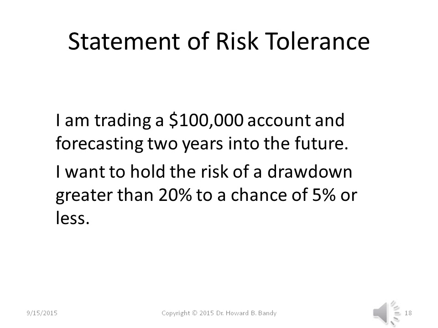Each trader has a personal risk tolerance, and the risk tolerance that I use, it's pretty much my own and one that I use as reference in my writings and presentations, goes something like this. I'm trading a $100,000 account and forecasting 2 years into the future. I want to hold the risk of a drawdown greater than 20% to a chance of 5% or less. And what we're referring to in drawdown is a loss of account equity from the highest value to date.